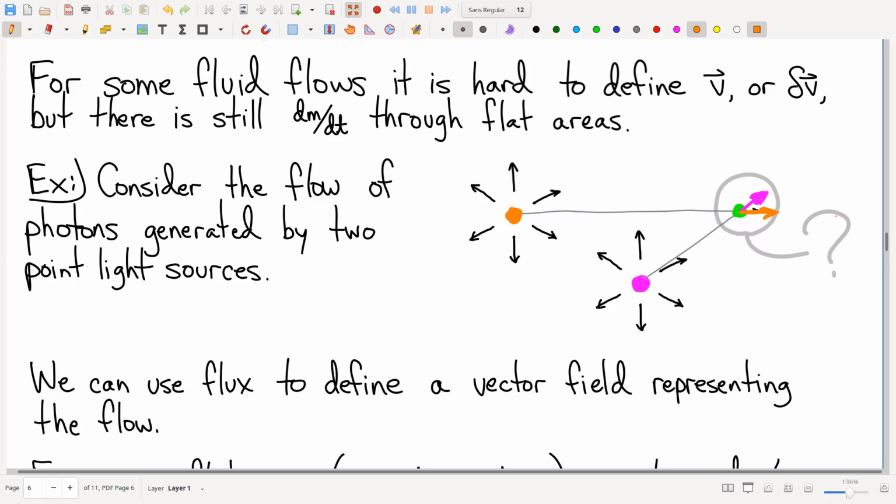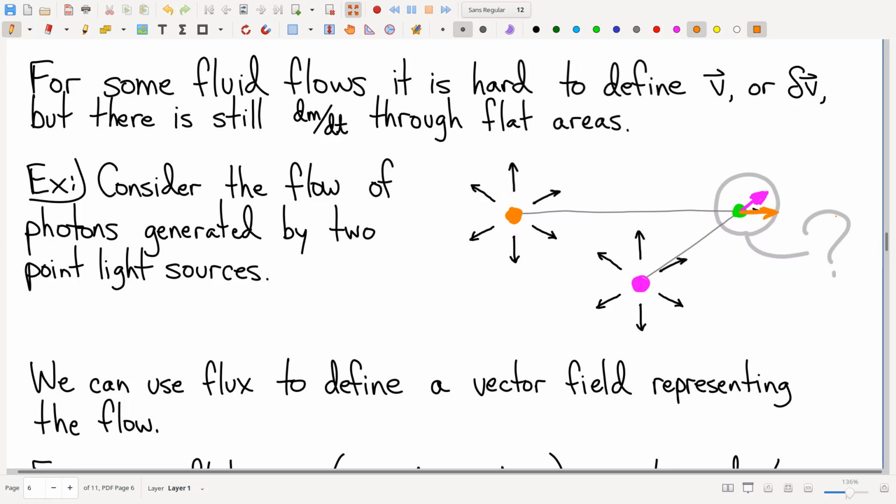Which one of these, perhaps, should represent the total fluid velocity at this point? And I point out, well, neither one. Some photons are literally going this way, and others are literally going that other direction. There is no single velocity that I can talk about if there are two point light sources. Is everybody okay with that? Everybody see what I'm talking about? So what do we do? Can I not represent this by a vector field? Sure was handy on the previous page.